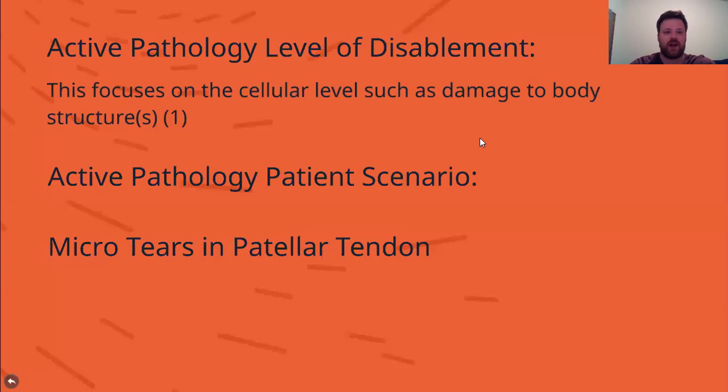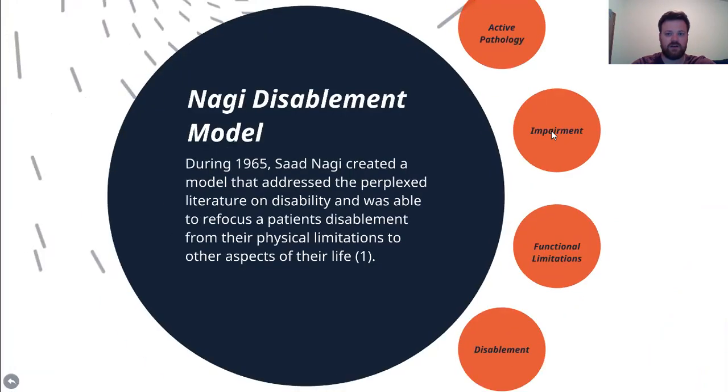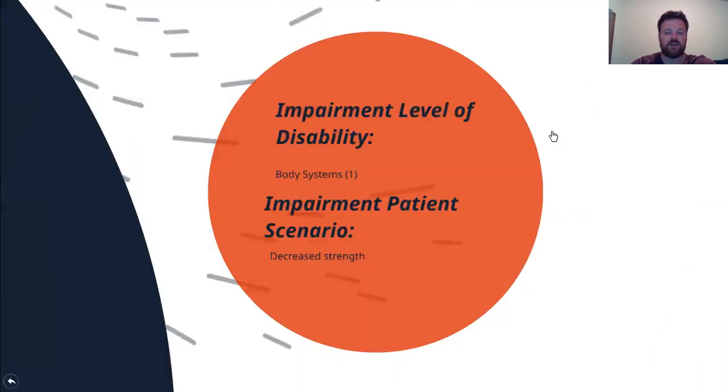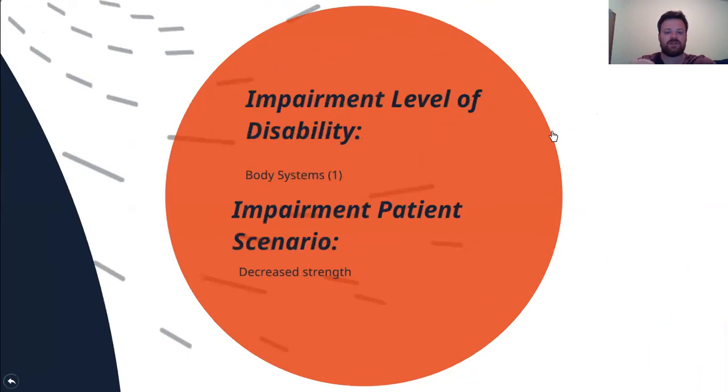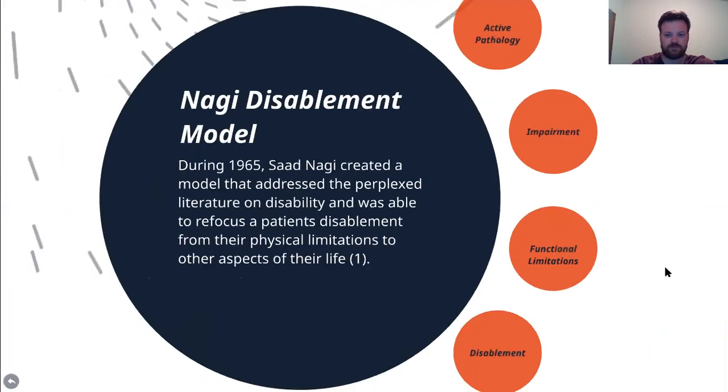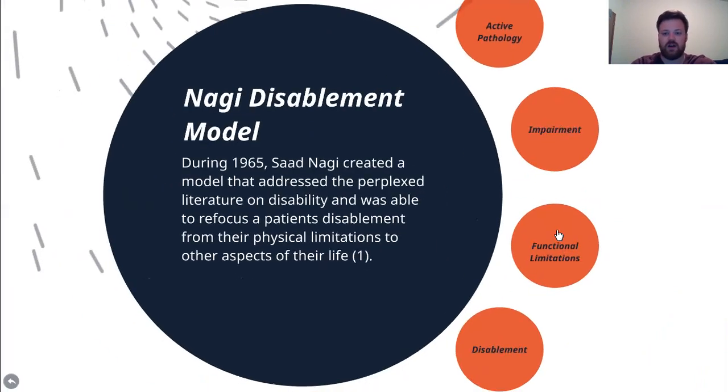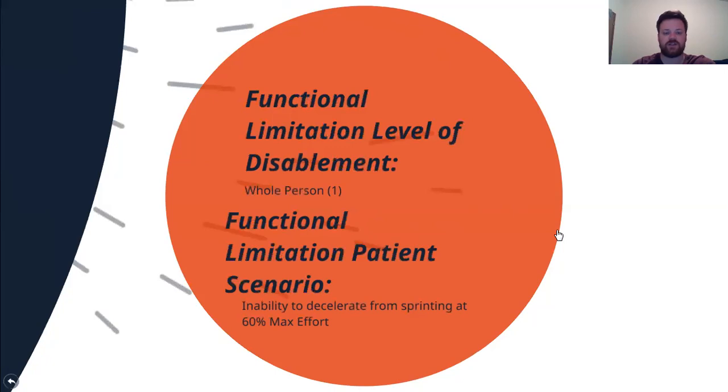The first one's active pathology. Like it says, this focuses on the cellular level, such as damage to body structures. So in this scenario, it would be micro tears in the patella. Now going into impairment, the second dimension, this is going to be impairment of body systems. So there's going to be decreased quad strength for that patient scenario.